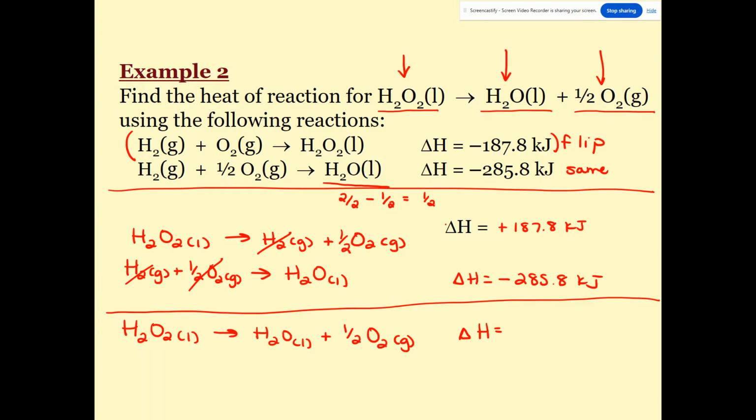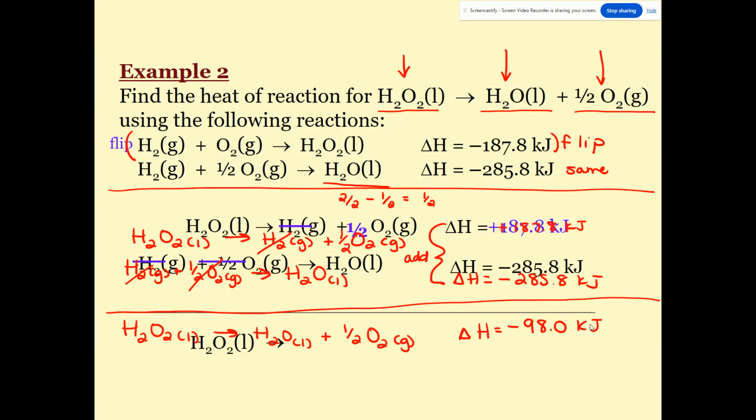Now again, I add my delta H's. So we have 187.8 plus negative 285.8. I get negative 98. And again, I need a decimal place to match the decimal places of the other two numbers I added. And I get negative 98.0. Okay? Next example.